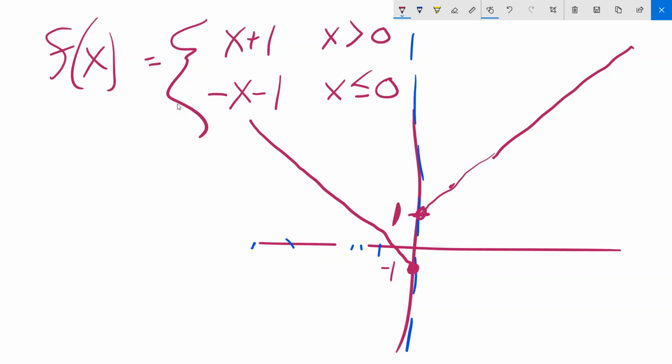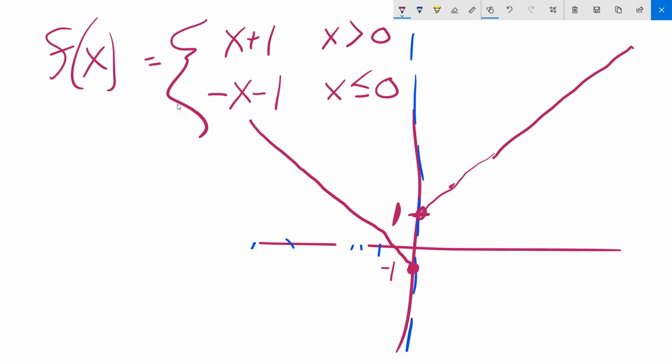Simple as that. In other words, just break it up by domain and then graph each function in that spot. Whenever I'm to the right of the y-axis, I'm graphing x plus 1. Whenever I'm to the left of the y-axis, I'm graphing minus x minus 1.